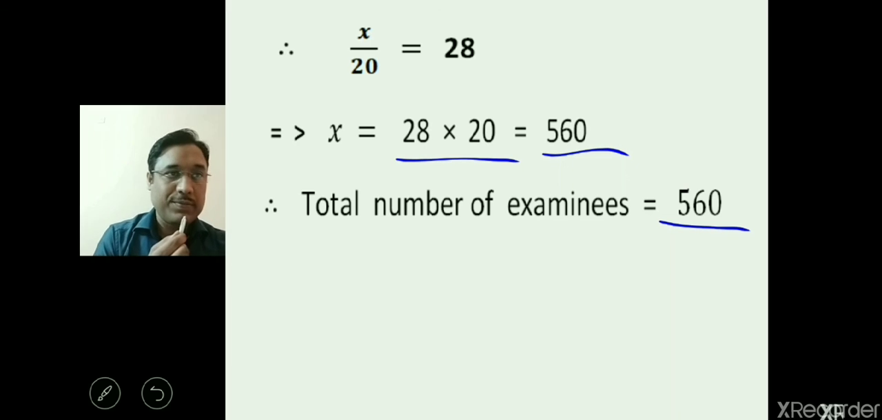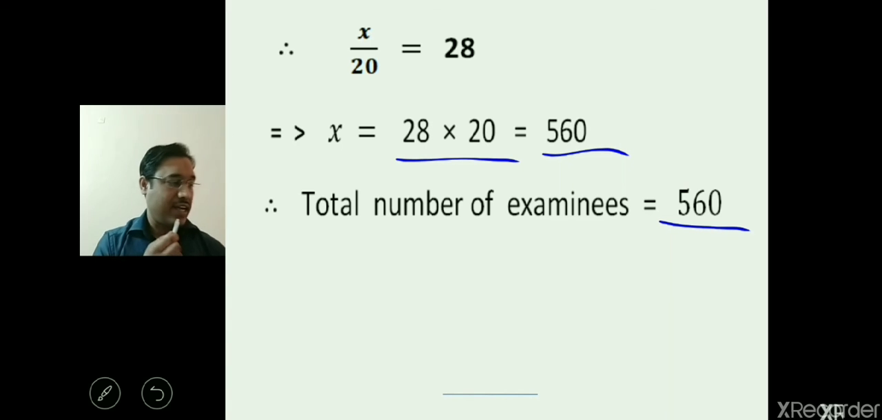Okay students, now you can solve exercise 10C, where some mixed, miscellaneous questions are given. Exercise 10C, questions number 3 to 12. For your revision also this will work.